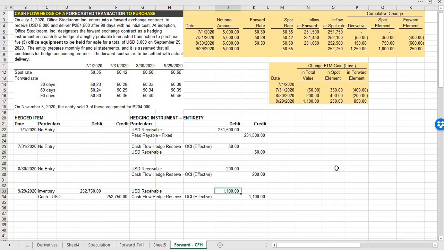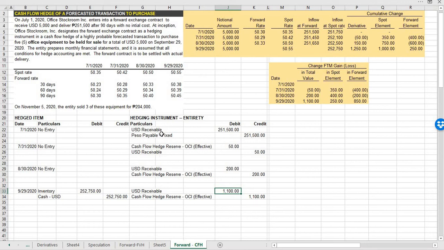So, ngayon, ang ating USD receivable has now a balance of 252,750. Pero ang ating peso payable is still fixed at 251,500. So, pwede na tayo mag-settle. So, ang tanong, is this favorable or unfavorable to the entity? Obviously, mas malaki ang Philippine peso value ng ating USD receivable compared sa peso payable.